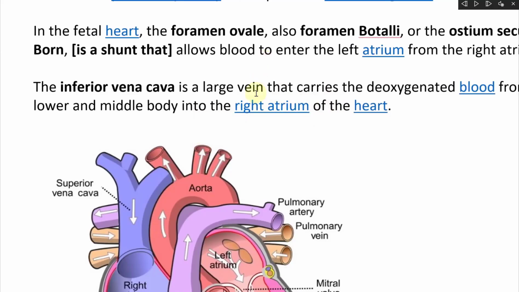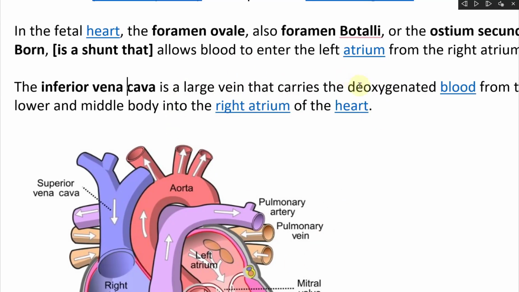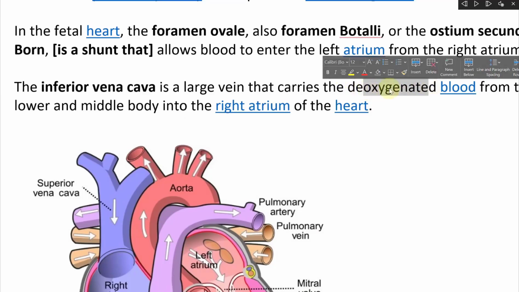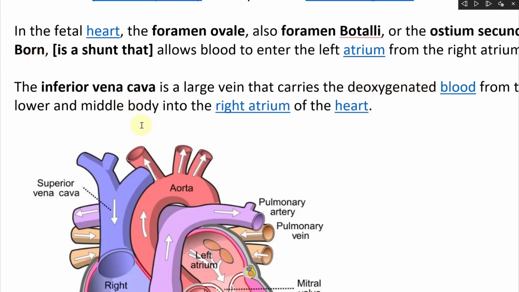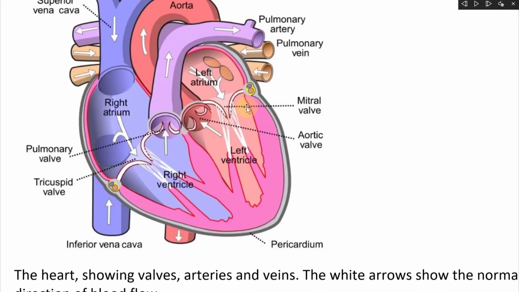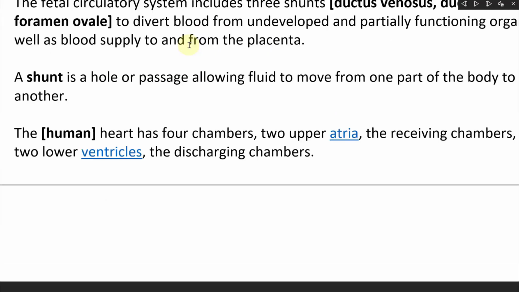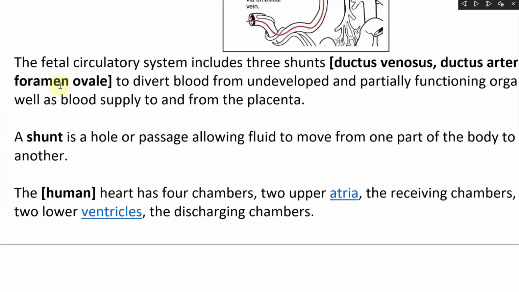This is a vein that carries the deoxygenated blood. This is in general, but we're talking about the fetus getting oxygenated blood, not deoxygenated, in the case of the fetus getting it from the placenta. So this is going towards the heart. There's the right atrium. Let's just zoom into the atrium, and let's read up on it. I have it actually written over here.